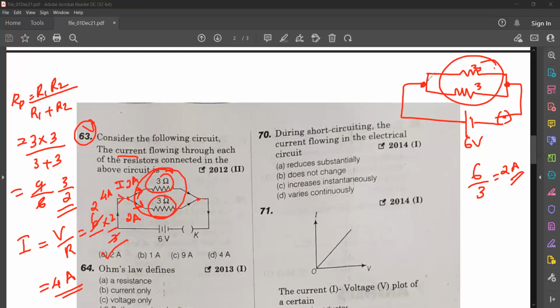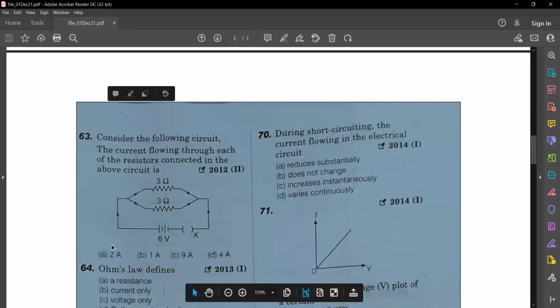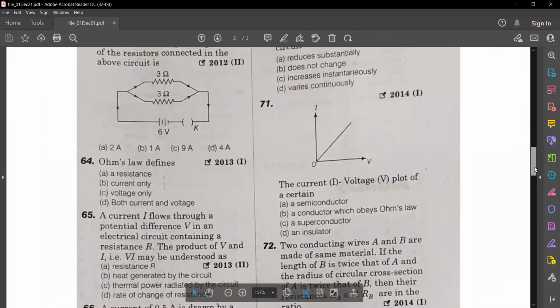Otherwise, in a parallel circuit, the voltage across the ends of these two resistors is same. So you can just do I is equal to V by R, that is 6 divided by 3. Understood? Now moving to the next question. So here the answer was 2 amperes. Moving to the next question, question number 64.